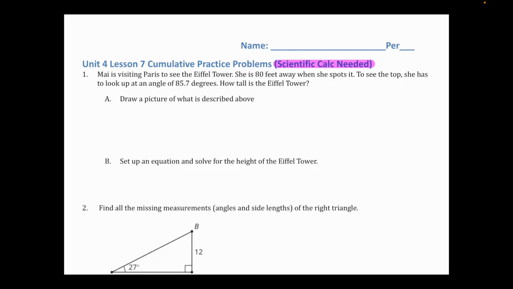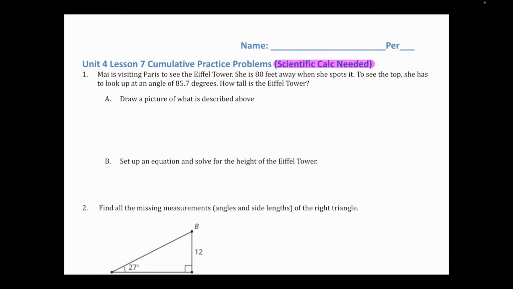So let's look at our first question. Mai is visiting Paris to see the Eiffel Tower. She's 80 feet away when she spots it. To see the top, she has to look up at an angle of 85.7 degrees. How tall is the Eiffel Tower? So it says for part A, we want to draw a picture of what is described above.